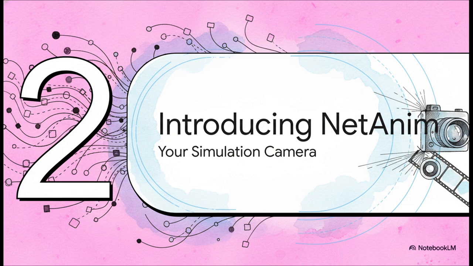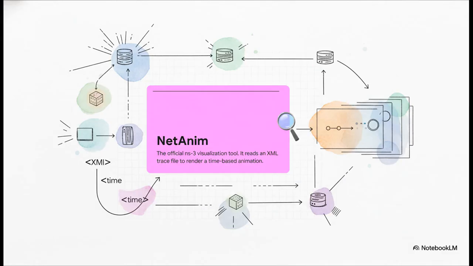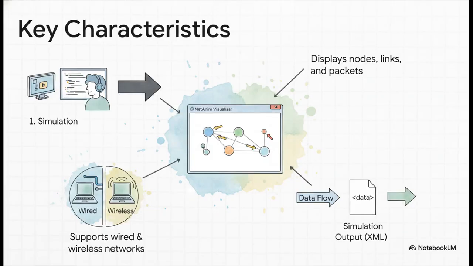Simple. We use a tool that's basically a camera for our simulation, and that tool is NetAnim. So what exactly is NetAnim? It's the official animator for NS3, and its job is actually pretty straightforward but really powerful. As your simulation runs, NS3 creates this special XML file that's like a log of every important thing that happens. Then, when the simulation is over, you just pop that file into NetAnim and it plays everything back for you like a movie.